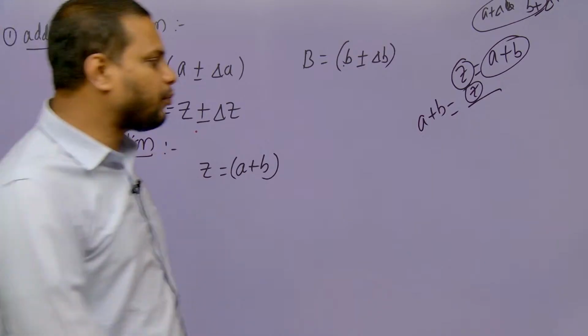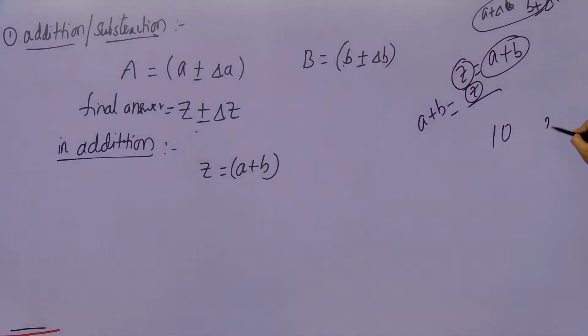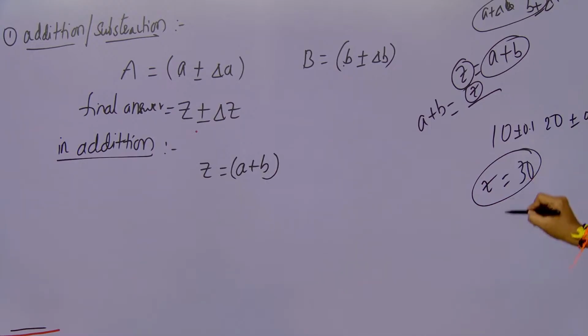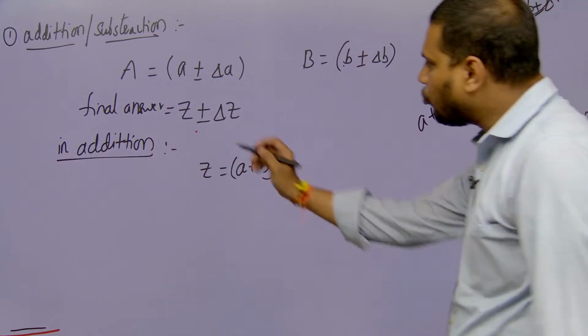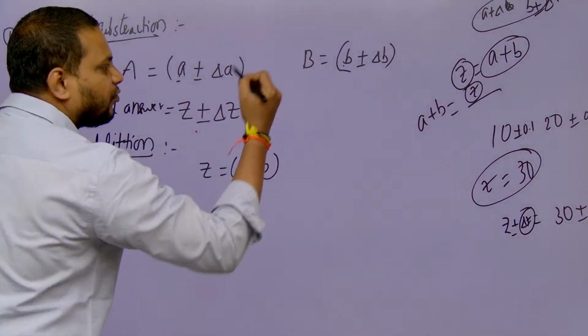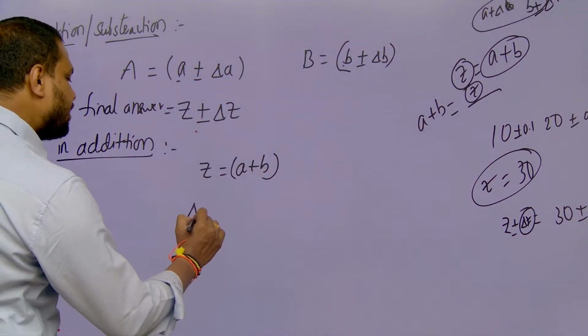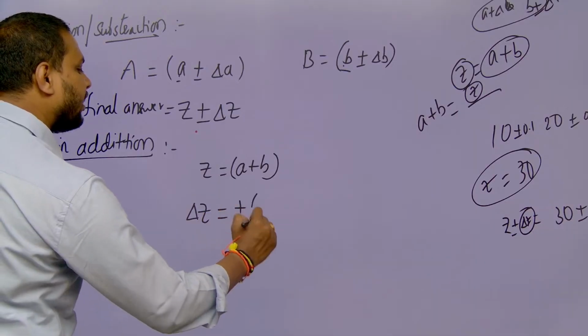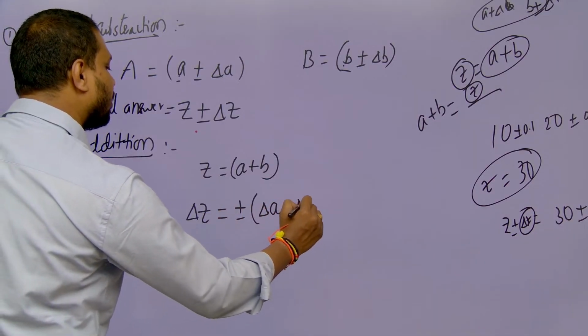Now suppose I give 10 and 20. So 10 plus 20 is how much? 30, so z equals 30. Easy. But if I give 10 plus or minus 0.1 and 20 plus or minus 0.2, then in the final answer you have to write 30 plus or minus the error also. So here also we have to add the error, which I take as delta z. Z we can write directly as a plus b. So in addition, delta z can be taken as plus or minus (delta a plus delta b). Clear?